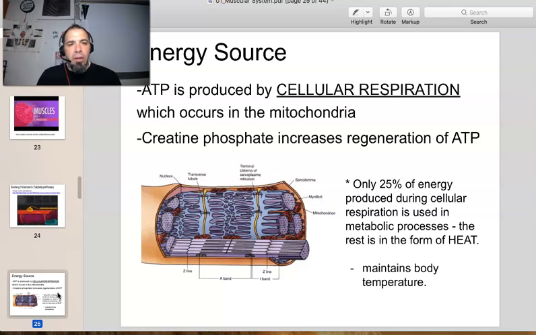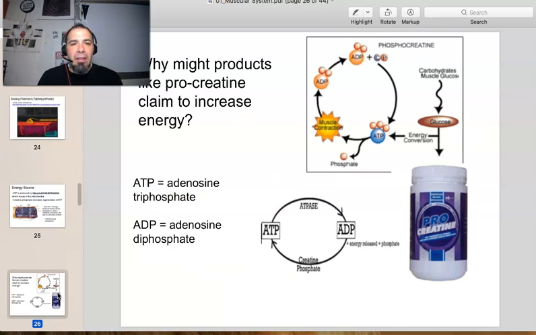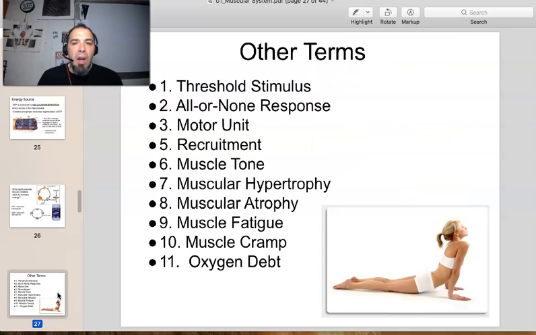But the energy source for your muscle contraction is ATP, and that's made by cell respiration. That does occur in the mitochondria. And so creatine phosphate increases regeneration of ATP. So sometimes you hear about people taking creatine. It's often to produce more ATP, you get more energy, you can do more metabolic activity. And so about 25% of the energy produced during cell respiration is used as a metabolic process, and the rest is in the form of heat, heat being the most wasted form of energy. And the ATP is really used to maintain your body temperature. So why might products like creatine claim to increase energy? Because again, the idea is that the creatine is going to help produce more.